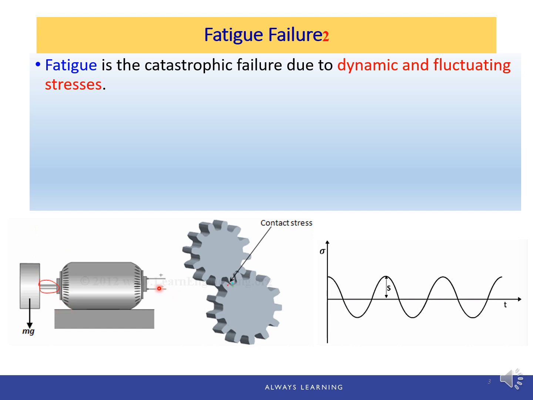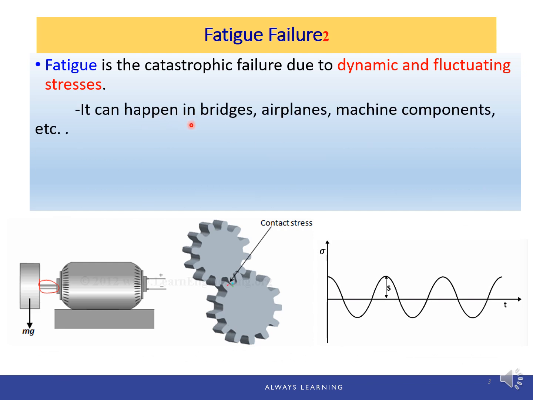Same in the case of this gear pair. The stress rises at the meeting point. So when the two teeth are meshing together, then the contact stress will be at its highest. But when the gear rotates, the stress will be lowered down, and it happens repetitively.